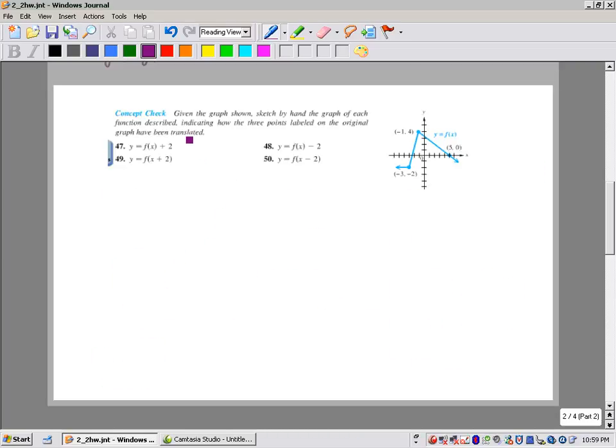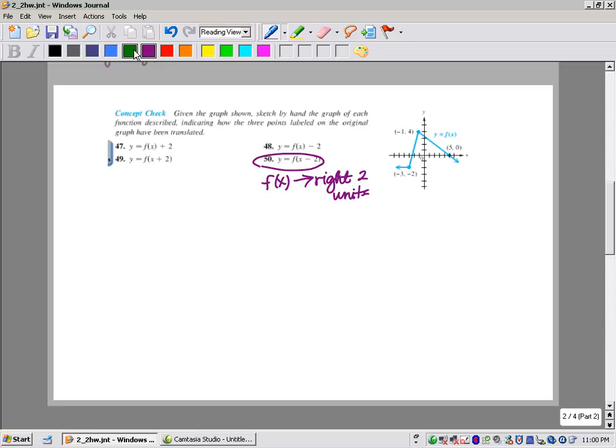Now, the next problem is, given the graph, sketch it by hand. This is when you can't enter it into the calculator, so it's really important that you know the effect of these vertical and horizontal changes. It says to indicate how the 3 points labeled have been translated. So let's look at one of these, like number 50. 50 is y equals f of x minus 2. We have to know, what does that inner change do? F of x minus 2 means it's going to move f of x right 2 units. Remember, if it's an inner change, it's the opposite of the sign that's there.